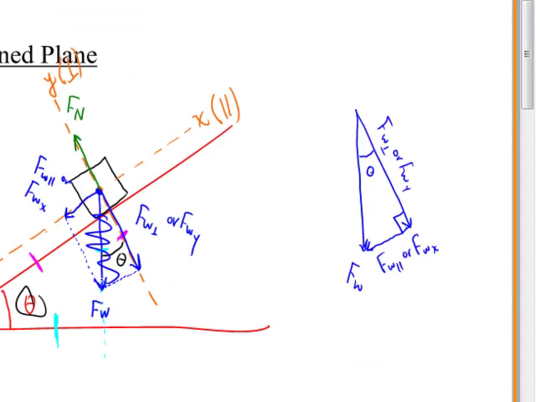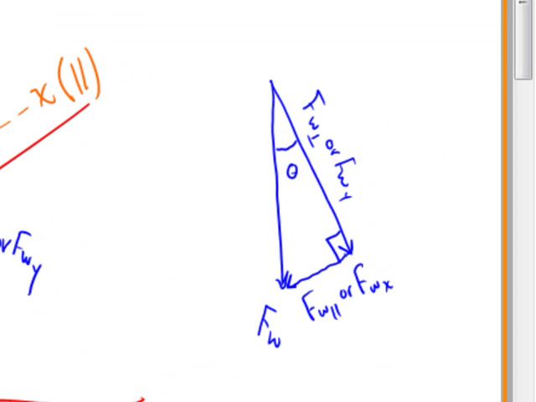So there's my force triangle. The weight vector is the hypotenuse of that triangle. The angle theta is indicated in the diagram. And now looking at the angle theta and the sides of the triangle that are adjacent and opposite the angle theta, I can see that the perpendicular component of the weight, or the y component, is the adjacent side of that triangle, of that angle, and the parallel component is the opposite side of that angle.